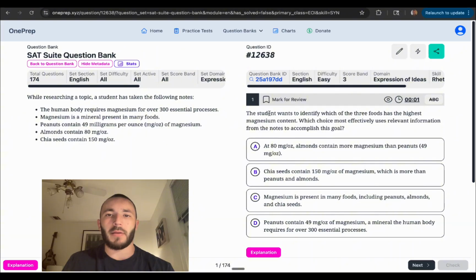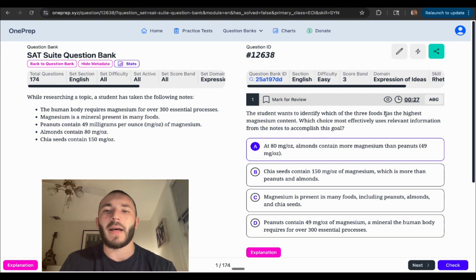Next up, student wants to identify which of the 3 foods has the highest magnesium content. Okay, so we need something that actually answers that. So at 80 milligrams, I don't know what that means. Milligrams per ounce magnesium, I don't care. Almonds contain more than peanuts. Okay, that doesn't answer our question because we're looking for 3 foods. Oh, I'm an idiot. Okay, sorry.